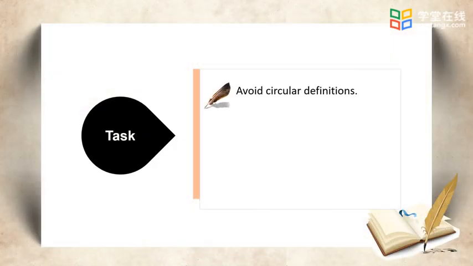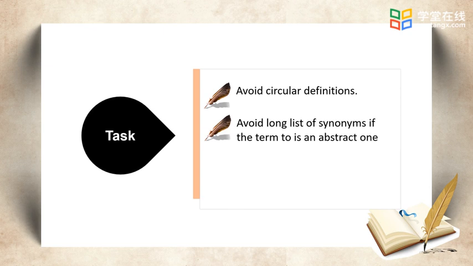First, when we define a term, try to avoid circular definitions. Second, we should try to avoid long lists of synonyms if the term is an abstract one. Instead, we may use some concrete examples to make our descriptions clearer. Finally, when defining some social or political concepts, we are supposed to be objective. Try to avoid definitions loaded with our preferences.